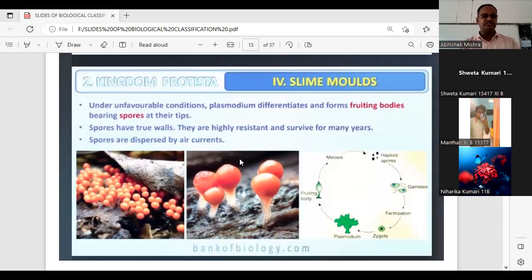Now, under unfavorable conditions, this plasmodium differentiates and forms fruiting bodies that bear spores. You can see here in this image which I have shared with you all, the fruiting bodies are there. And these fruiting bodies bear spores at their tips. And spores have true walls. They are highly resistant and survive for many years. Spores are dispersed by air currents. Okay. So this is the case with the slime molds.